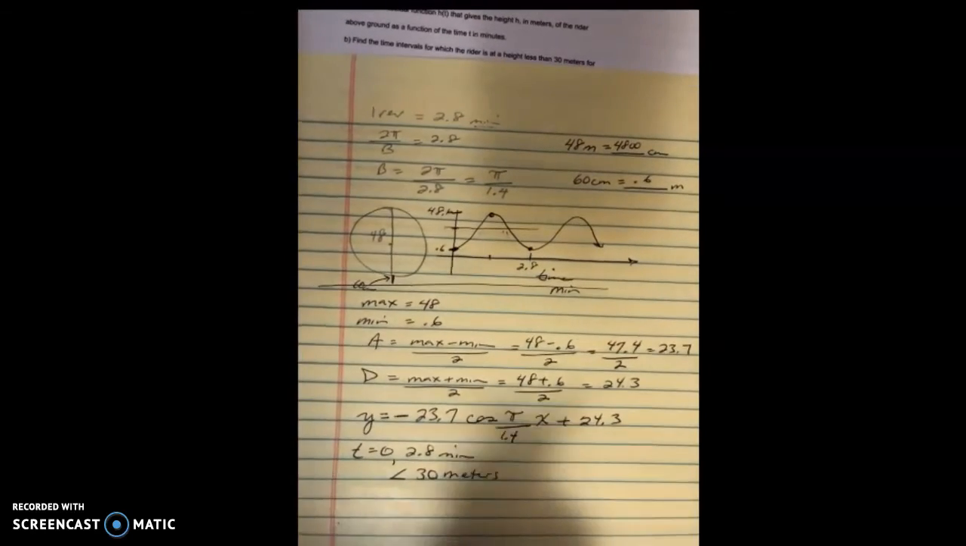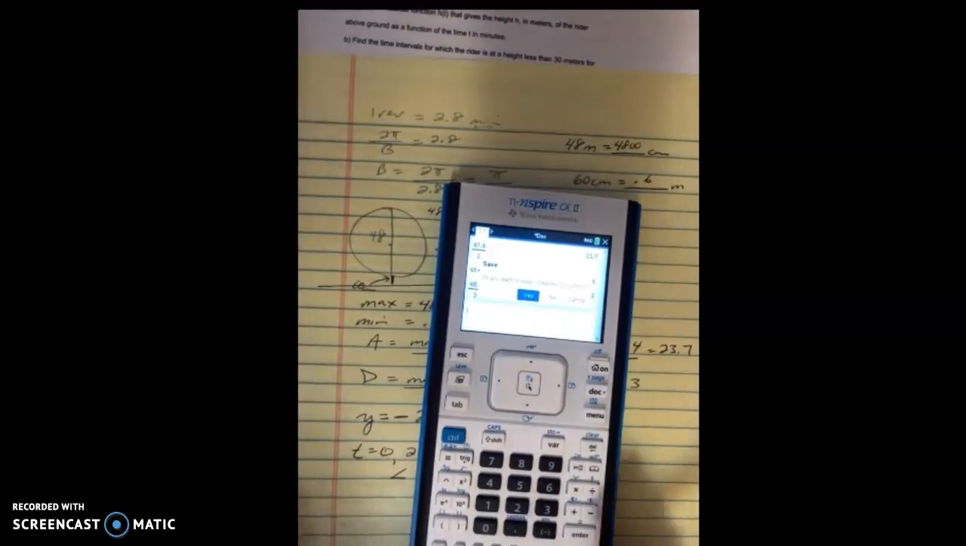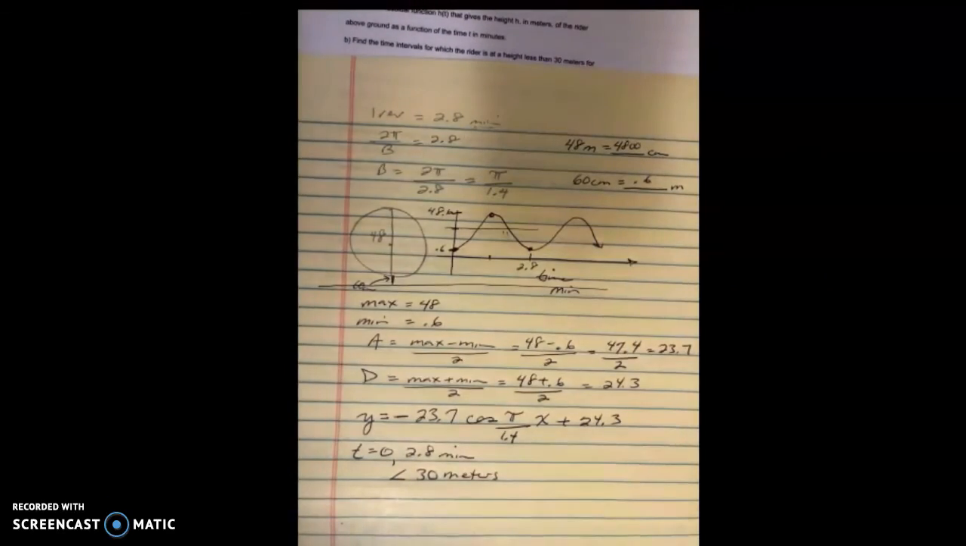But if I want some specifics, I need to graph it on my graphing calculator. So I'm going to put it on my graphing calculator. I don't know if you can see it. I am going to hit graph, and I'm going to enter it in, making sure I'm in radians. So negative 23.7 cosine, and then double parenthesis, pi divided by 1.4, and then on the outside x, and then on the outside of that a plus 24.3.